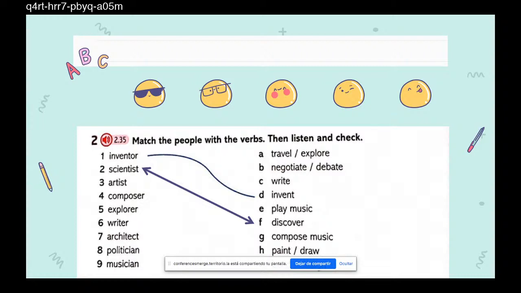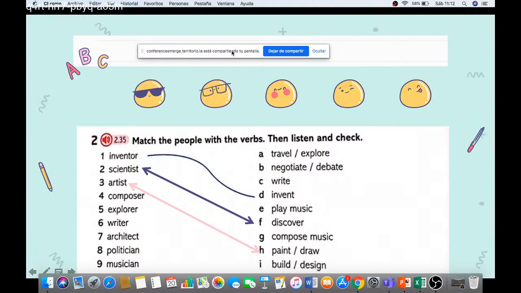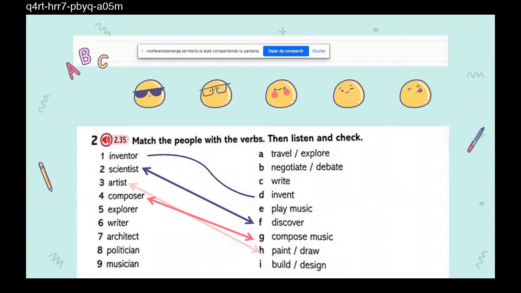So over here we have the number three, the artist. It could be the person who paints or draws. Let me move this one so you can check. The number four is the composer. So let me click here. The composer is the person who composes music, right? The number five, the explorer, is the person who travels or explores.